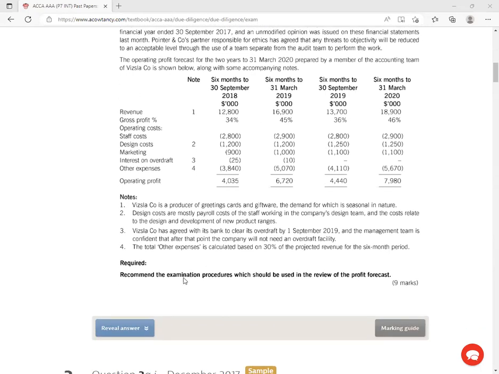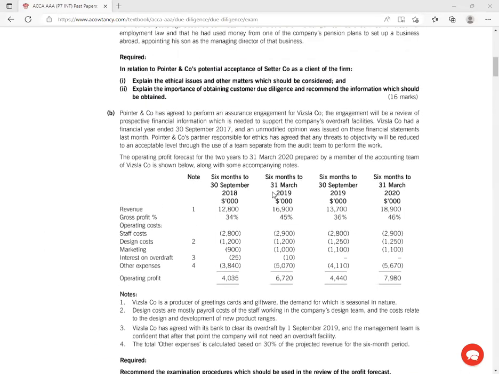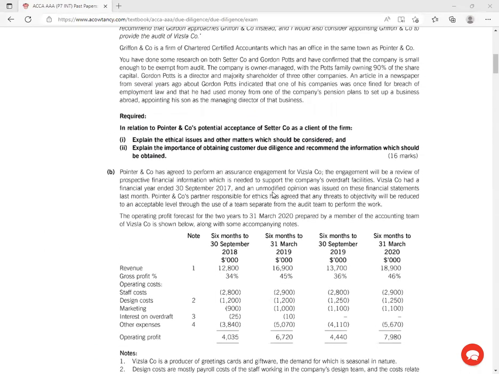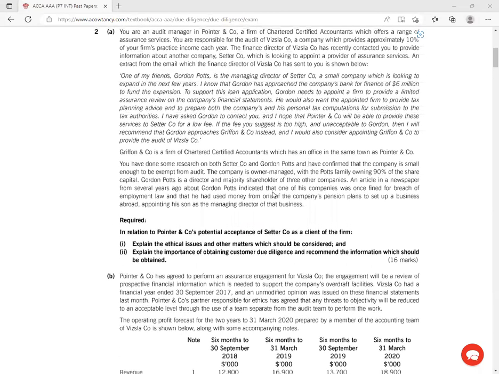So required, recommend the examination procedures which should be used in the review of the profit forecast, the profit which is being forecast here really. What procedures in this case should I have? These are 9 marks basically for free, without doing anything, right? Right. So we start with the first one.